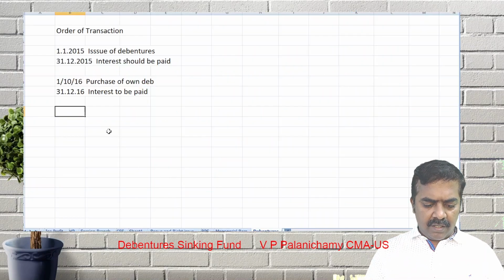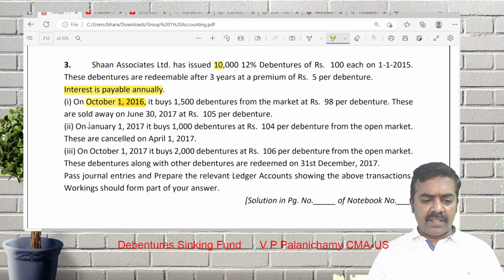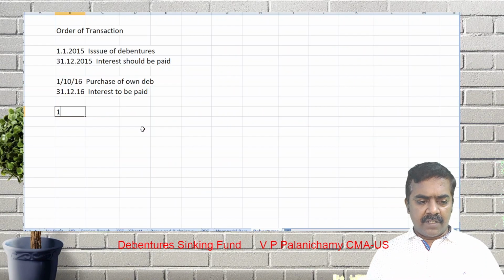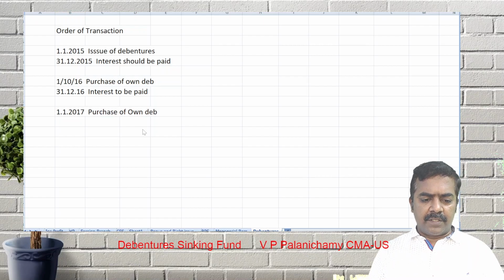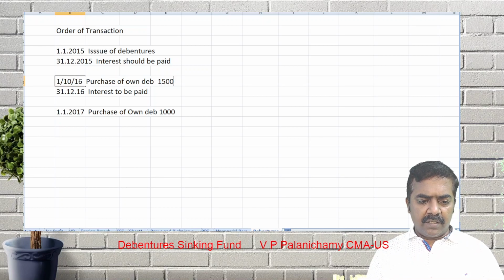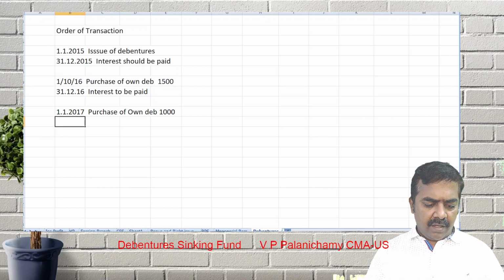Next. On when and again what are we doing next? On 1st January 2017 what do we do? We are buying debentures. Purchase of own debentures. How many debentures do we purchase? 1000 debentures. Here, what was purchased on 1/10/2016 was 1500 debentures. Again on 1/4/2017 what do we do? Check it. Cancellation of 1000 own debentures.